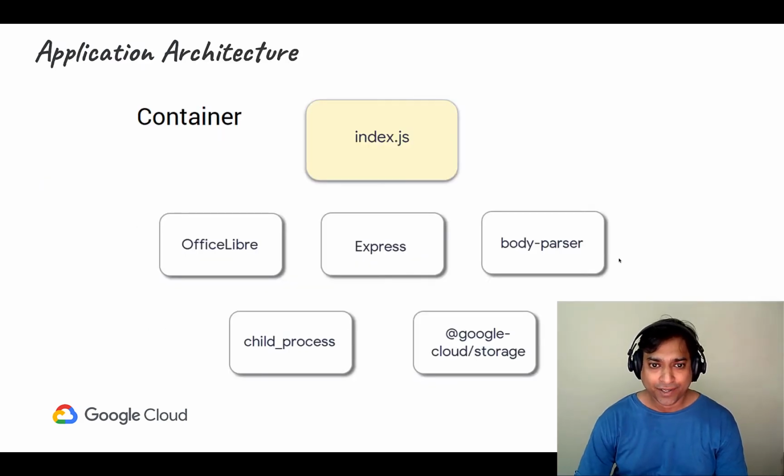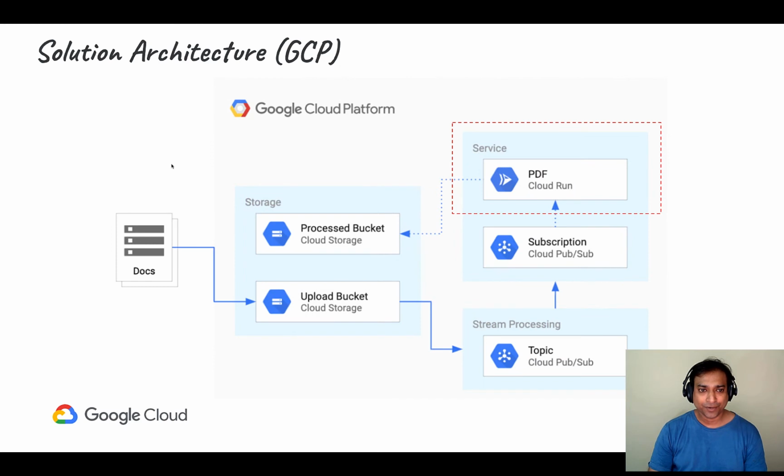Let's look at the application architecture. This is going to be implemented as a Node.js application with index.js as a primary file. Index is going to call a third-party child process, which is LibreOffice. LibreOffice is a Linux executable that basically converts any document into a PDF document. I have the Google Cloud Storage APIs, that is Node APIs for inserting into the bucket and also retrieving from the bucket. Let's look into the solution architecture on GCP.